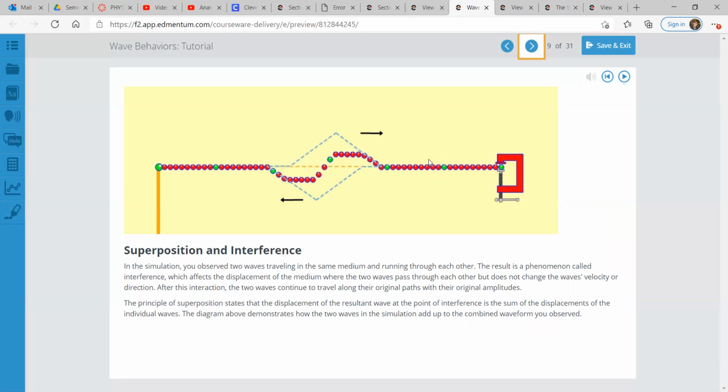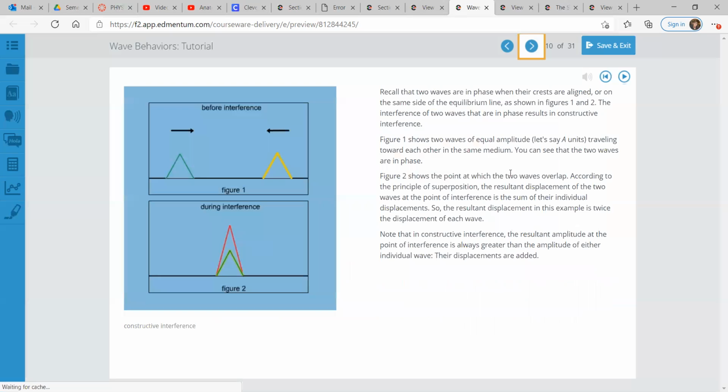The principle of superposition states that the displacement of the resultant wave at the point of interference is the sum of the displacements of the individual waves. The diagram above demonstrates how the two waves in the simulation add up to the combined waveform you observed. Before interference, during interference.